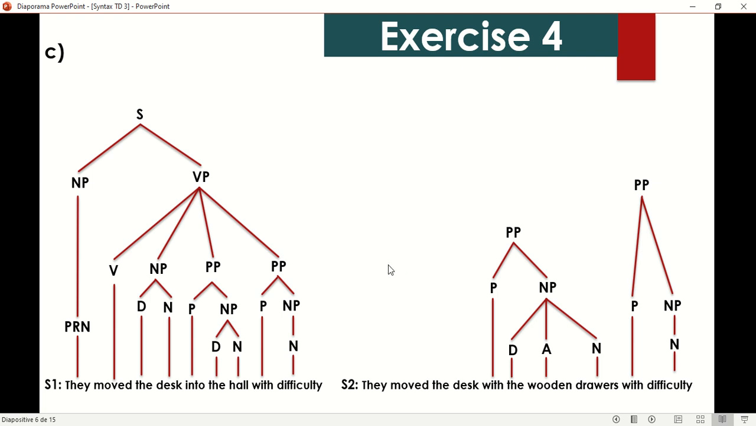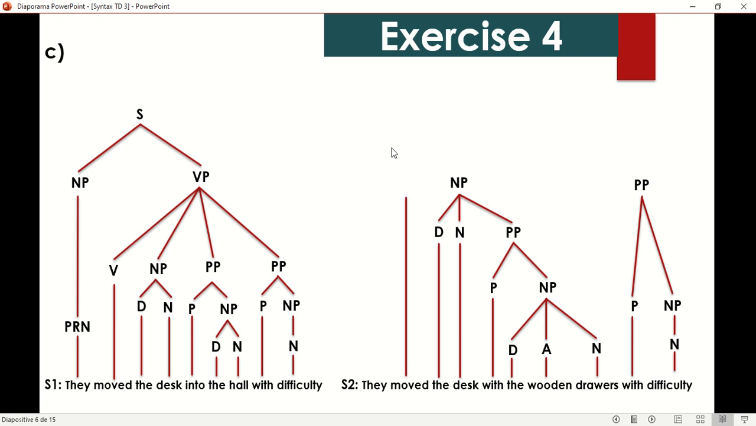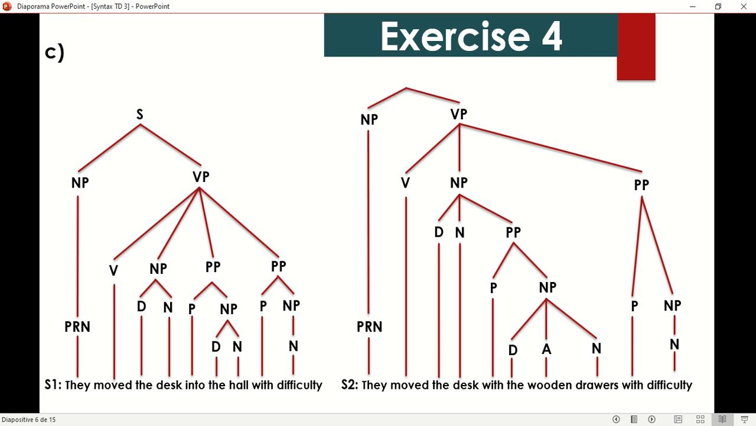This prepositional phrase in this sentence modifies desk. What is with wooden drawers? It is the desk. And we add the determiner. The three of them together make the noun phrase. So the PP modifies the noun. It's not on its own like here, into the hall. Then moved is V. So only three elements here make up the VP.